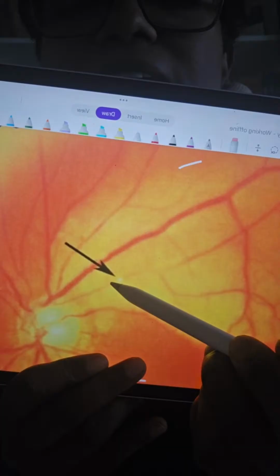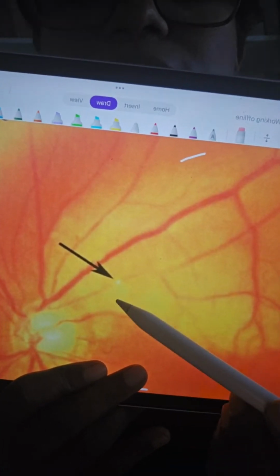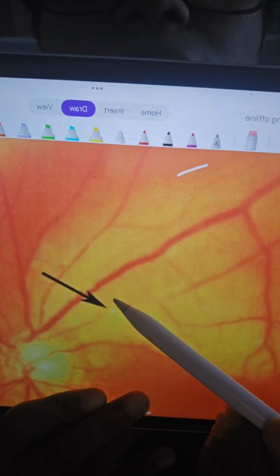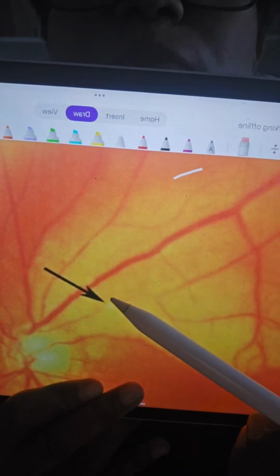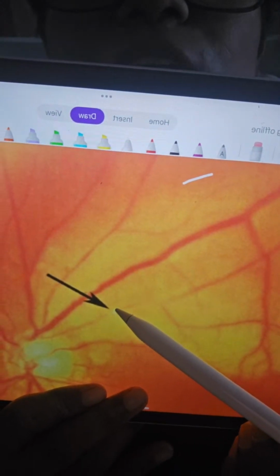Okay, so at that area it is lodged there. So that is a Hollenhorst plaque. Can you see that refractile body there? Can you all see that? Give me a thumbs up if you are able to see this. Are you able to appreciate it?